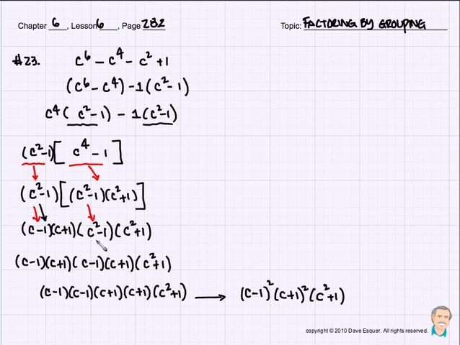C squared minus 1 is also the difference of two squares, so that became C minus 1 and C plus 1. So when we put it all together, we ended up with C minus 1, C minus 1, C plus 1, C plus 1, C squared plus 1. The difference of two squares, I think, appeared once, twice, 3 different times. So our final answer, C minus 1 squared, C plus 1 squared, C squared plus 1.